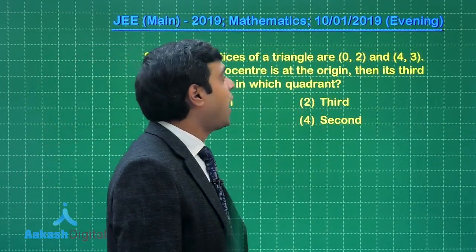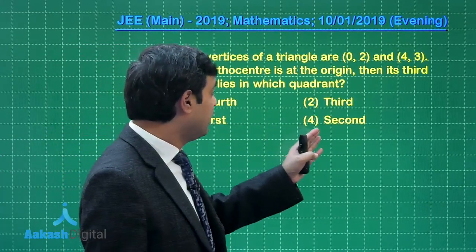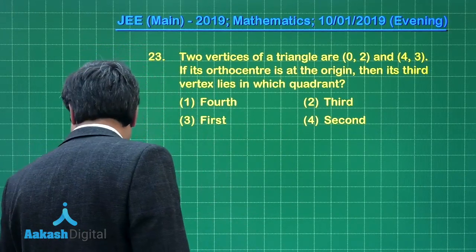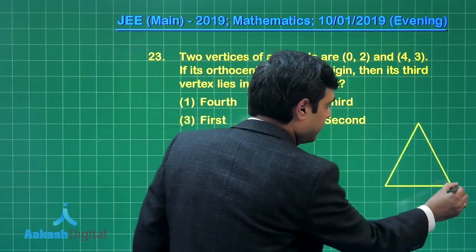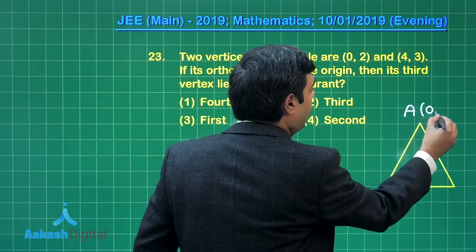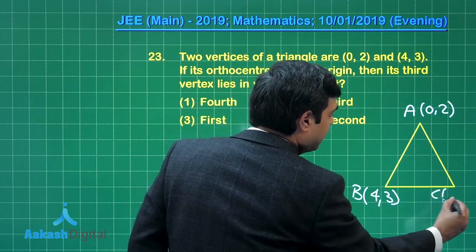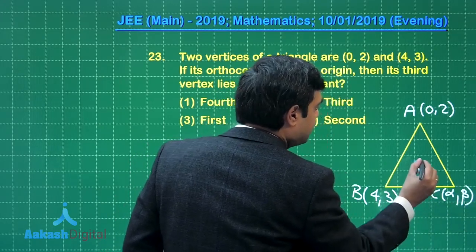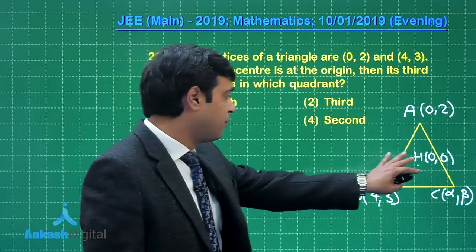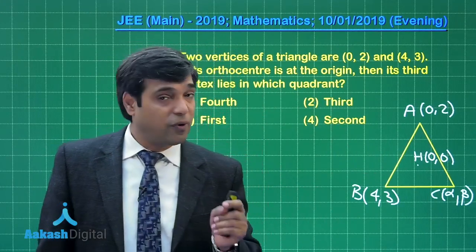Two vertices of a triangle are 0, 2 and 4, 3. If its orthocenter is at the origin, then its third vertex lies in which quadrant? Let us first draw a triangle and understand what is required. Now, you have vertices like say A 0, 2, B 4, 3 and C alpha, beta. There is H say 0, 0. It can be inside, it can be outside, but let us consider for the timing it is here, right? Orthocenter. Now, orthocenter meaning point of intersection of altitudes, right?